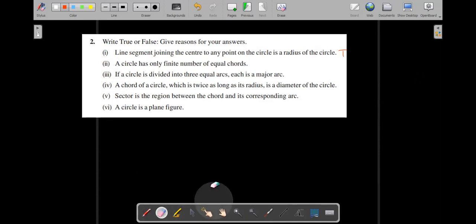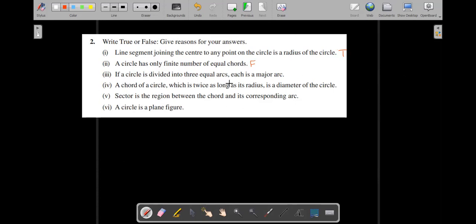Next, a circle has only a finite number of equal chords. How many equal chords can you draw in a circle? Infinite. We can draw them everywhere. So this is false, because a circle has an infinite number of points.